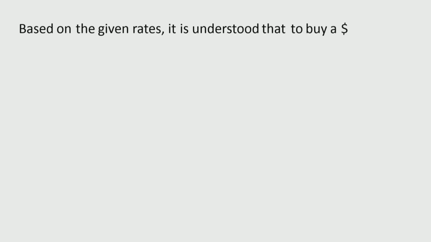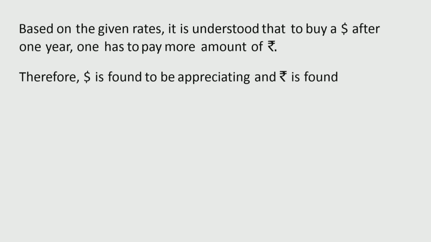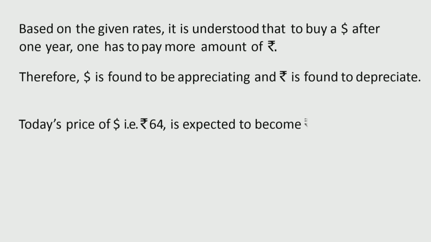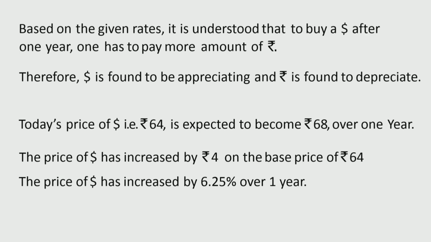Based on the given rates, it is understood that to buy a dollar after 1 year, one has to pay more amount of rupee. Therefore, dollar is found to be appreciating and rupee is found to depreciate. So what we would say is, today's price of dollar, that is rupees 64, is expected to become rupees 68 over 1 year. The price of dollar has increased by rupees 4 on the base price of 64. So the increase is by 4 and the base price, which indicates the spot rate, is 64. So 4 is what percentage of 64 is what you have to find.